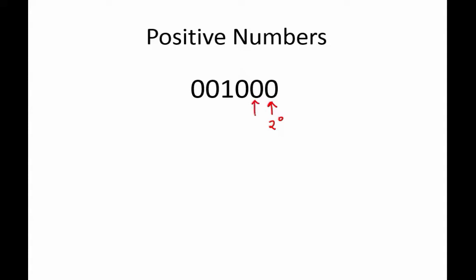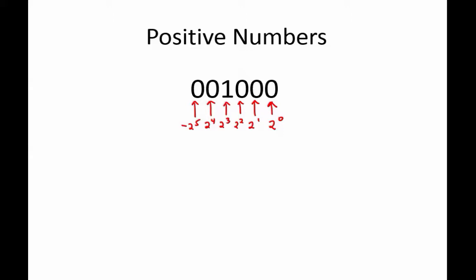Each bit represents a power of 2, with the rightmost bit representing 2 to the power 0. The next bit is 2 to the power 1, then 2 squared, 2 cubed, 2 to the 4th, and finally negative 2 to the 5th. Having the most significant bit represent a negative power of 2 rather than a positive power allows us to express both positive and negative numbers with our notation.